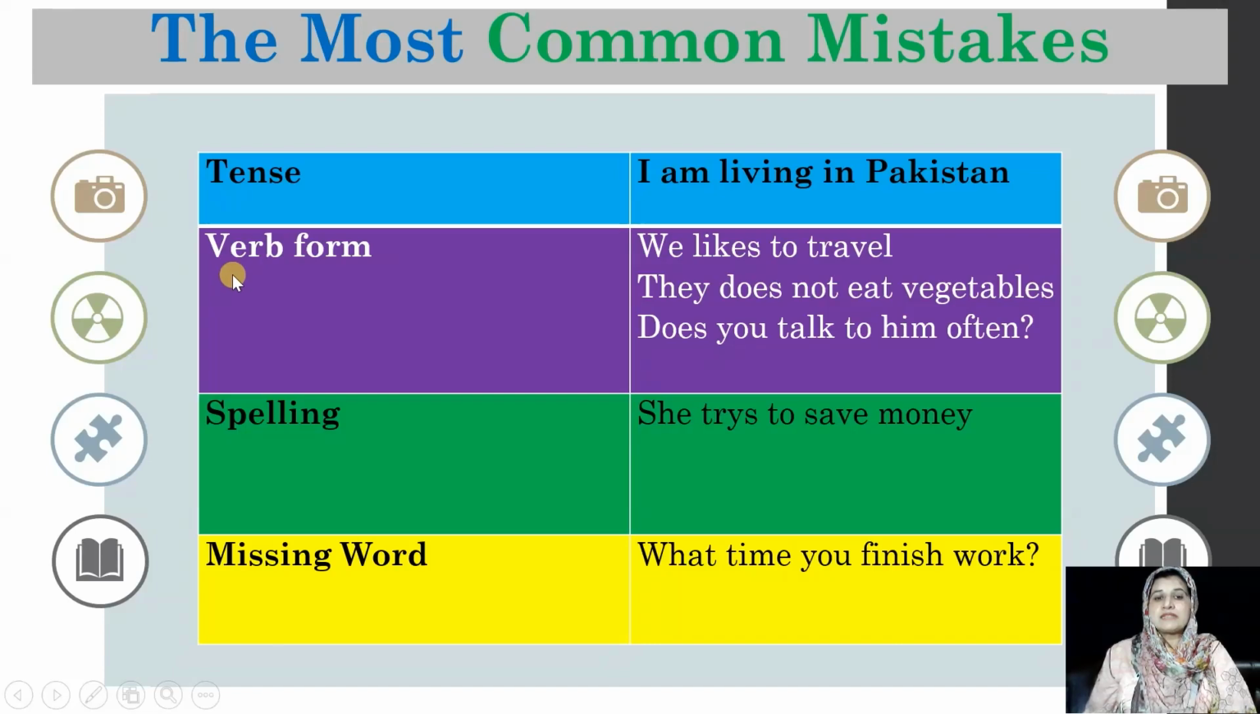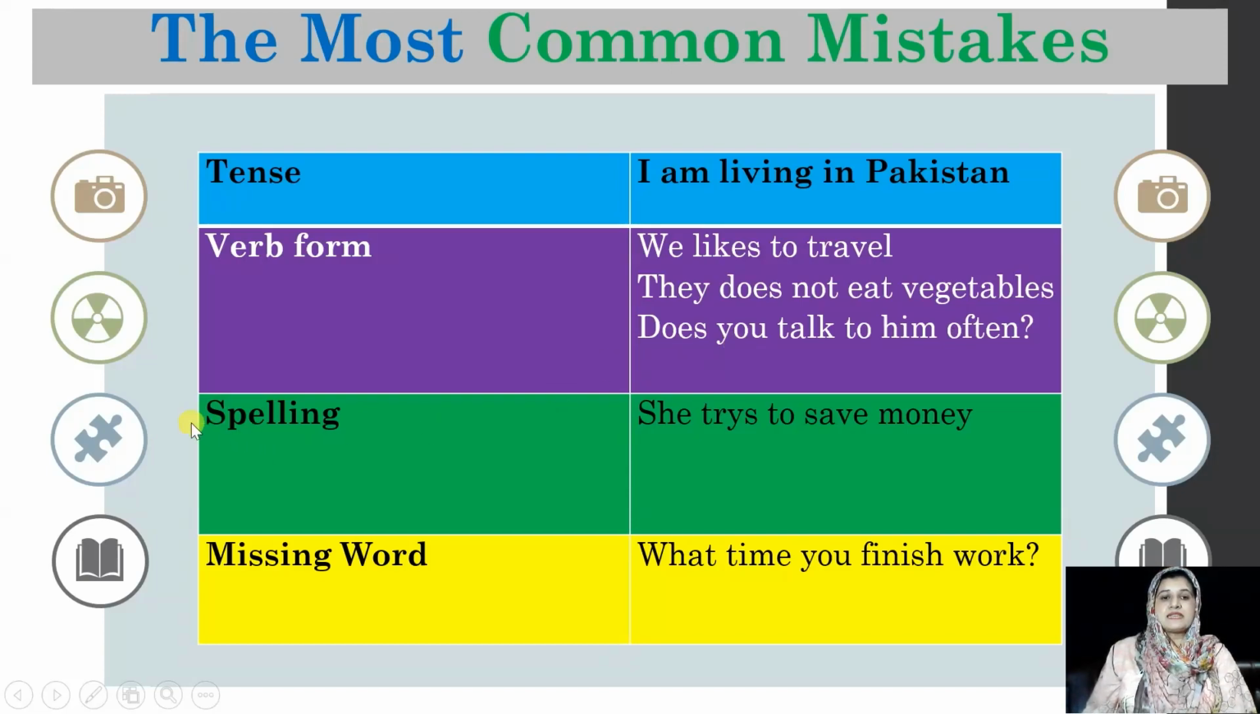Next, some of the mistakes take place in verb form, like we likes to travel. We should say we likes to travel. Think about it. Yes, you are right. It's not we likes. We should say we like to travel. Next, they does not eat vegetables. Does not is correct here? No, it's incorrect. We are supposed to say they don't eat vegetables. Next, does you talk to him often? Is it correct? Again, it's wrong. You should say, do you talk to him often?